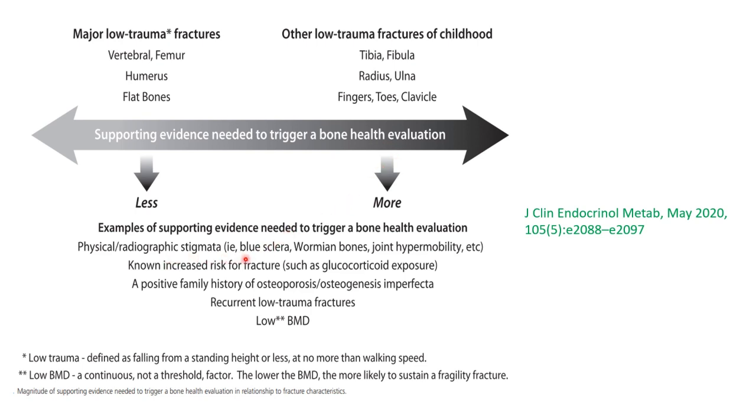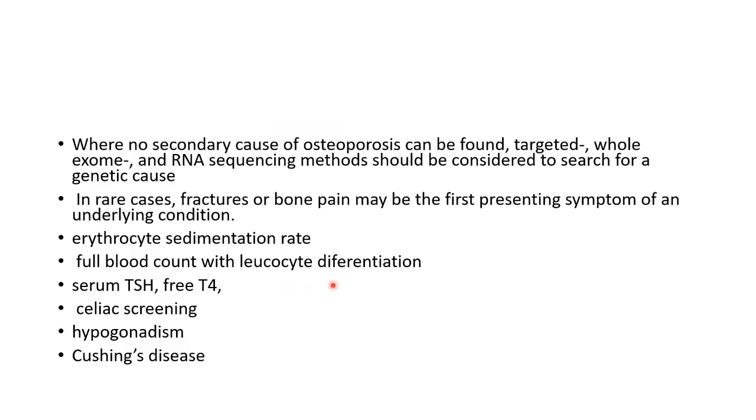Physical and radiographic stigmata, as we already discussed, are the stigmata of some syndromic component, that is, in case of OI, osteogenesis imperfecta: blue sclera, Wormian bones, joint hypermobility. Risk factors for increased fractures such as glucocorticoid exposure, a positive family history of osteoporosis or osteogenesis imperfecta, and recurrent low trauma fractures need to be assessed. Where no secondary cause of osteoporosis can be found, targeted whole exome and RNA sequencing methods should be considered to search for a genetic cause.